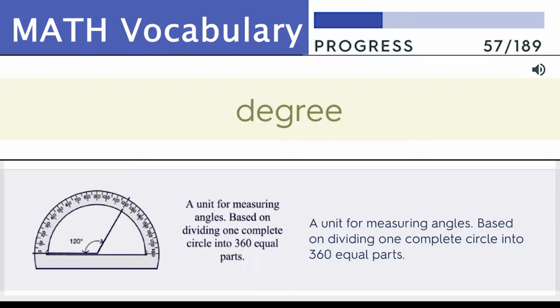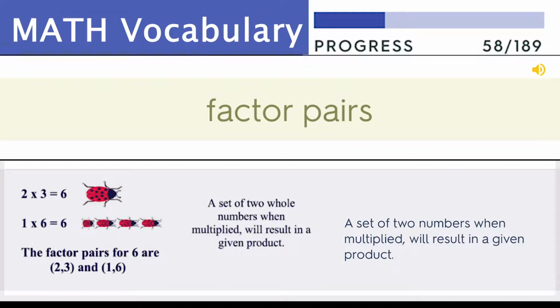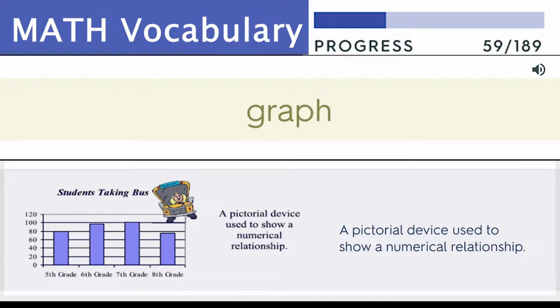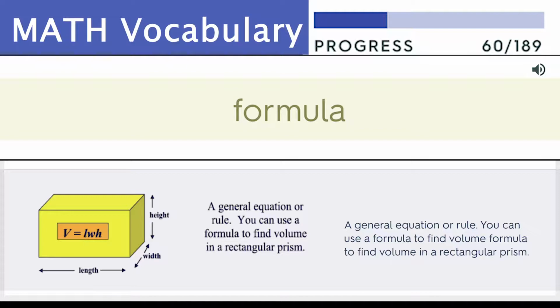Degree. A unit for measuring angles based on dividing one complete circle into 360 equal parts. Factor pairs. A set of two numbers that when multiplied will result in a given product. Graph. A pictorial device used to show a numerical relationship. Formula. A general equation or rule. You can use a formula to find volume in a rectangular prism.